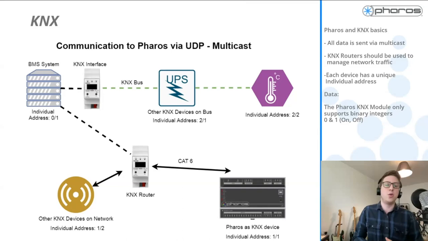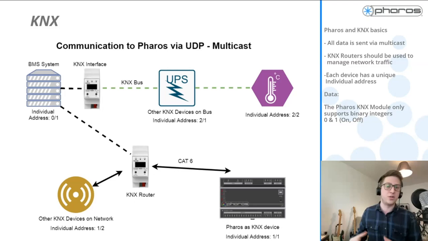So you will need some kind of KNX router or interface. BMS systems generally will speak to this KNX router, and the KNX router will then push information onto Pharos. KNX routers, I believe, can also be used to filter out certain information, which is quite important because KNX works using multicast, meaning that a message is sent out on a multicast stream. Any device sitting on that multicast stream will obviously then listen out to any commands that are sent out on that stream.